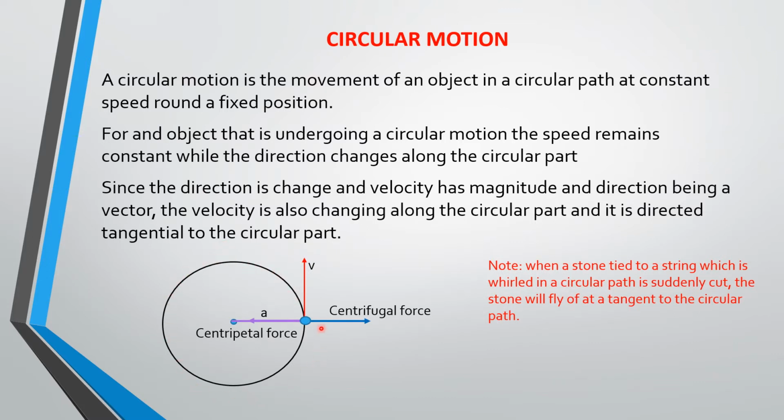So this is a brief definition of circular motion. This is an object that is undergoing a circular motion. You see that the velocity is directed at a tangent to the circular path while the acceleration is directed inward. Then this centripetal force is directed inward too. The centrifugal force is directed outward. Centripetal force inward, centrifugal force outward.